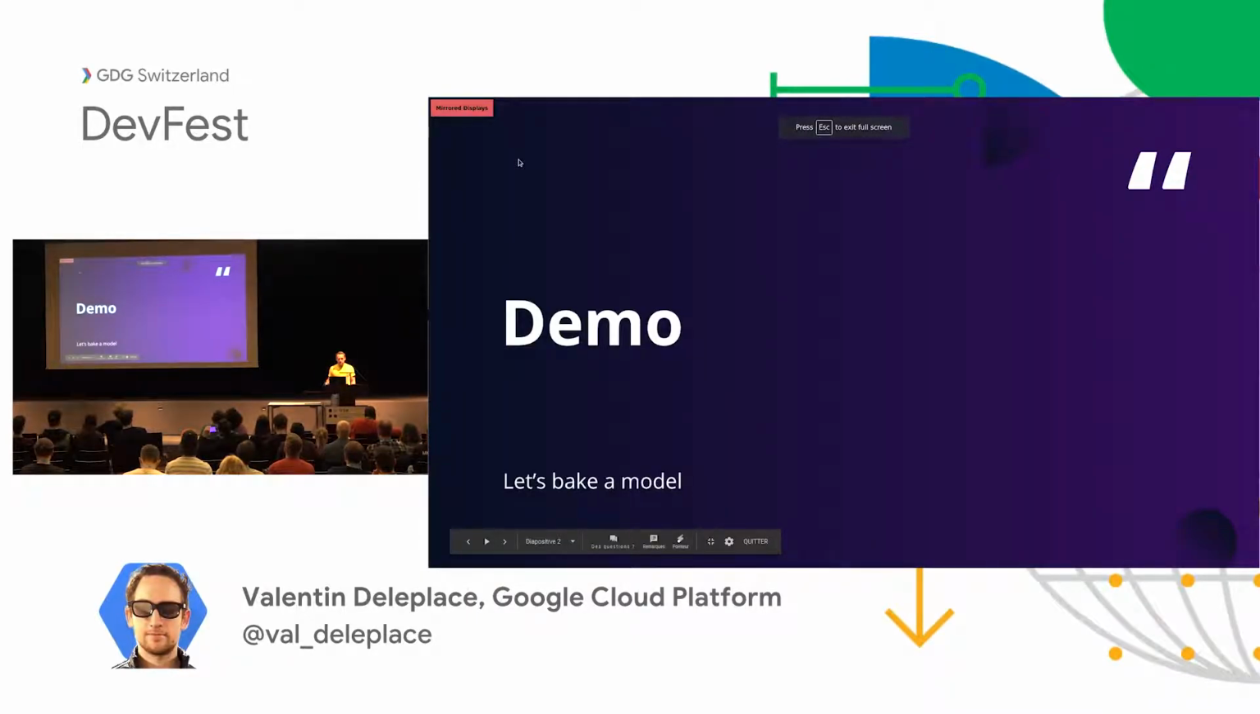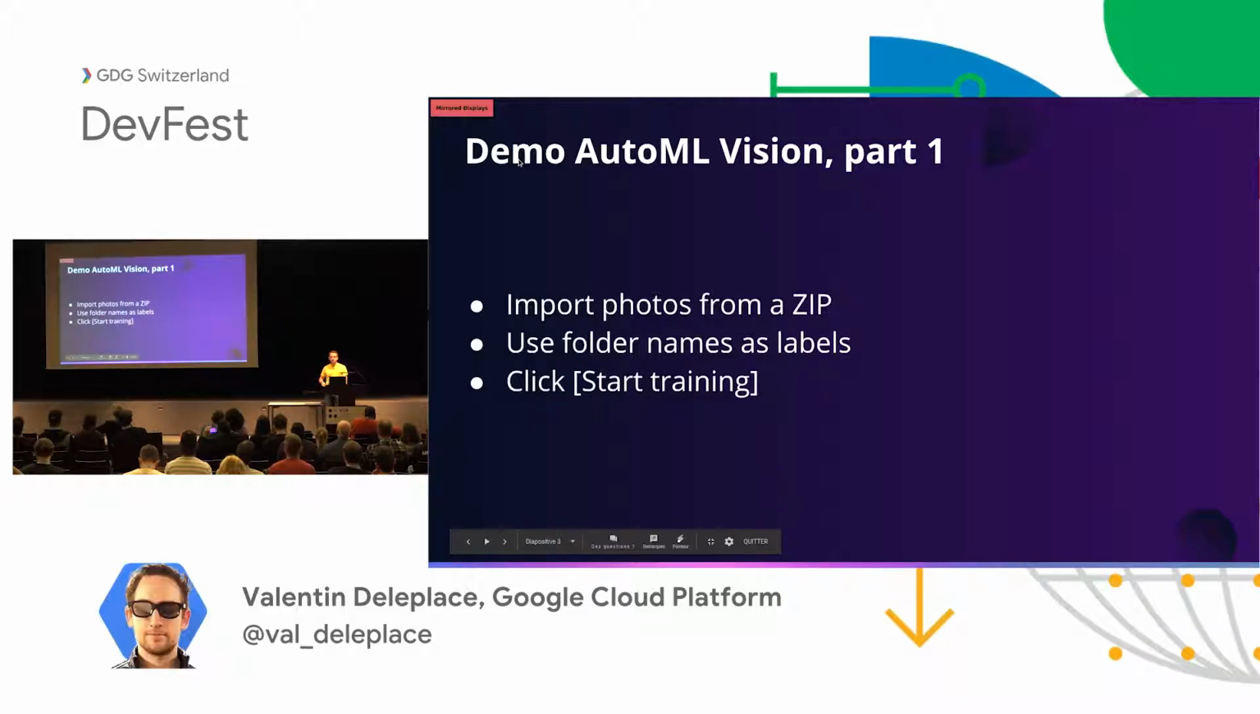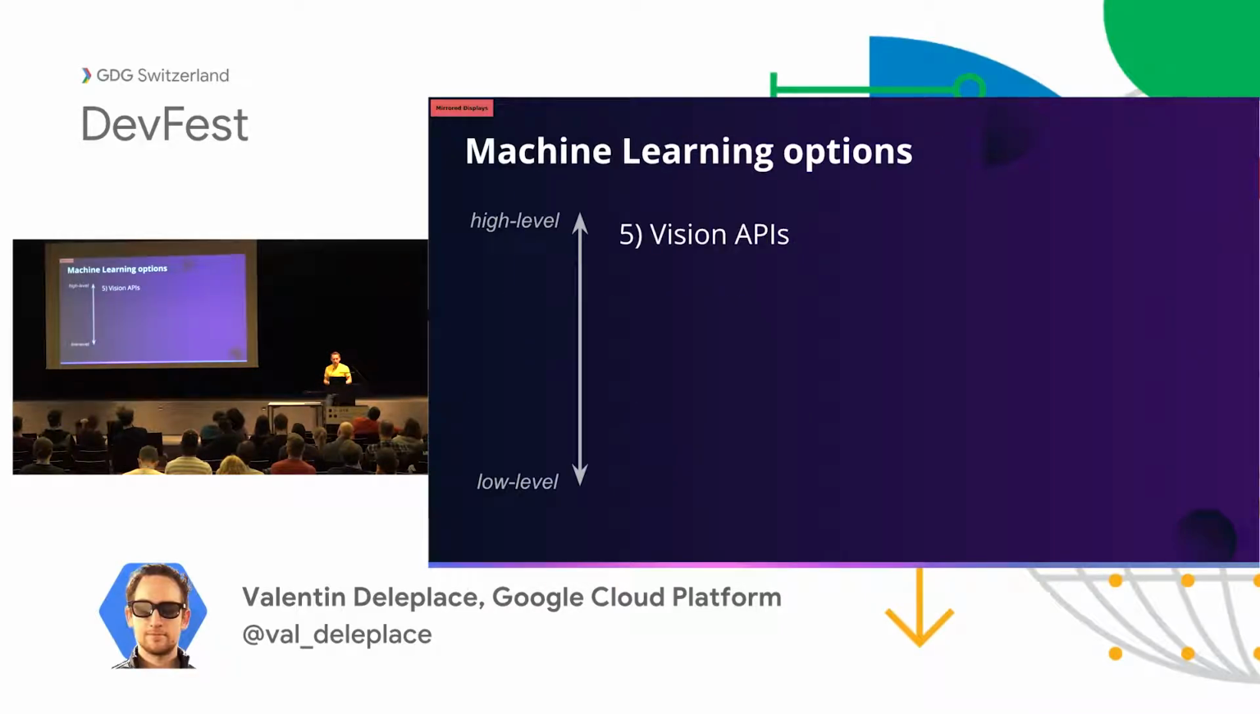So classifiers. What I just did is importing a zip. It was easy because in my zip I had folders, and each folder is supposed to be the label applied to the pictures. So I just had to import it and click Start Training.